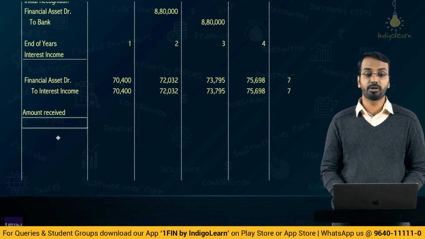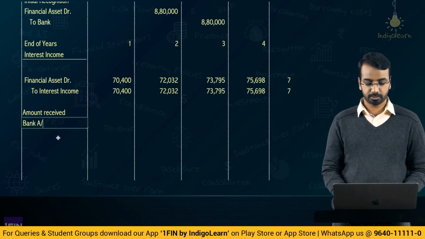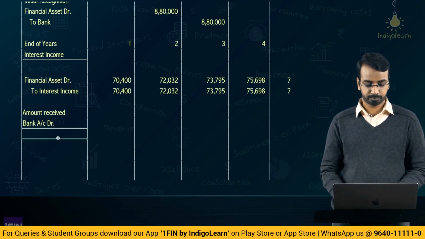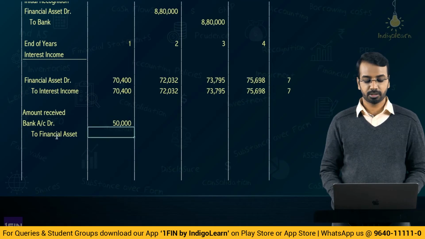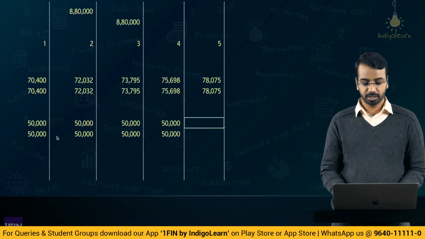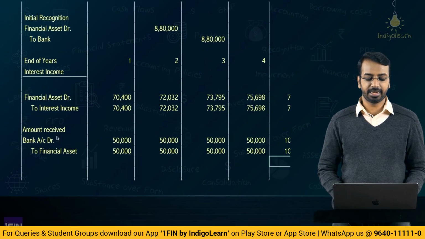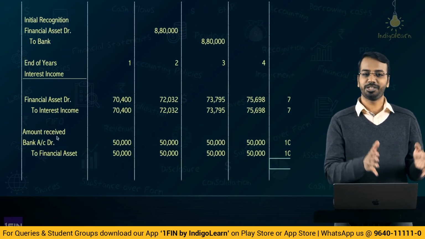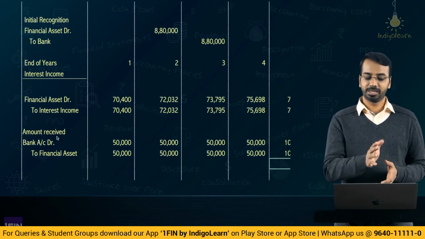Then amount received. Amount received will be what? Bank account debit to financial asset, right. So, first year 50,000, 50,000, 50,000, 50,000, 50,000, 50,000, 50,000, 50,000, and in the fifth year 10,50,000 and 10,50,000. Okay, I really doubt if you get such kind of easier questions in the examination, but here please remember what we have done.